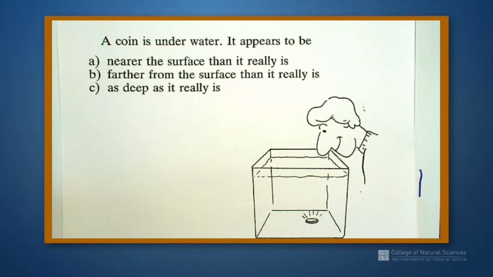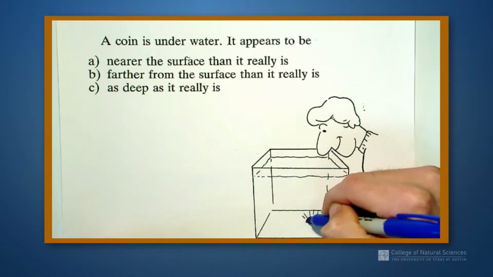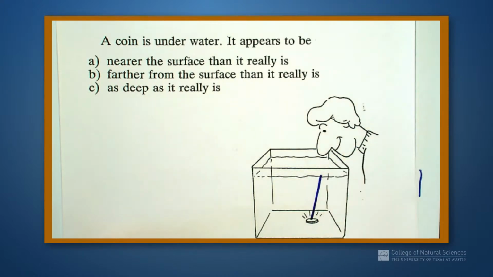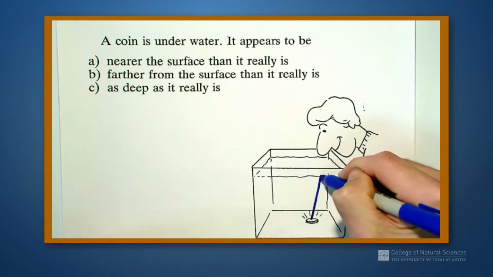This is a tricky question. It says that we have a coin that's underwater, and it appears to be how far from the surface if we observe it. So, when we're looking at the light from the coin, from this point in the coin, it's going to reflect off. I'm going to actually imagine that they're at a little bit of a different way.